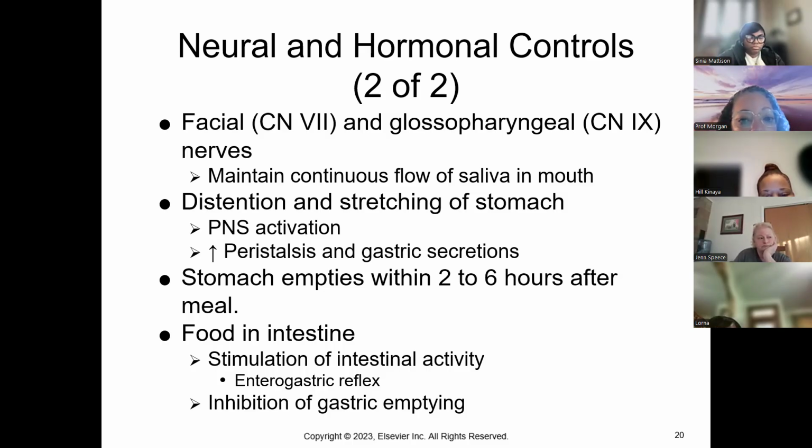The sight, the thought, or the presence of food in the mouth stimulate increased salivary secretions, and the secretions will usually continue for a long time after you swallow, and that helps to clean out the mouth.